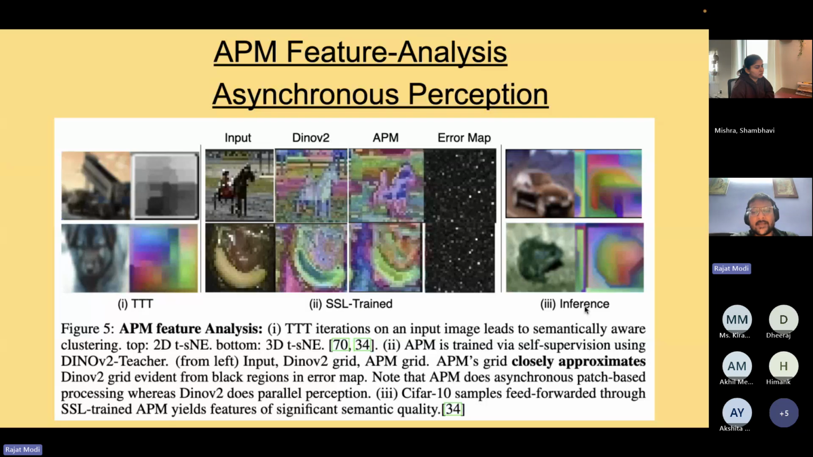Now, here are some visualizations I would like to show. APM is just one MLP with one CNN filter. This is a very nice analysis. Let's say you have an input image and you pass it through DINOv2. Your DINOv2 will give you a height times width times D-dimensional feature grid. What I am plotting here is a t-SNE reduction of that height times width times D feature grid to 3 dimensions. So everything is colored here. All the colors here represent the same object.